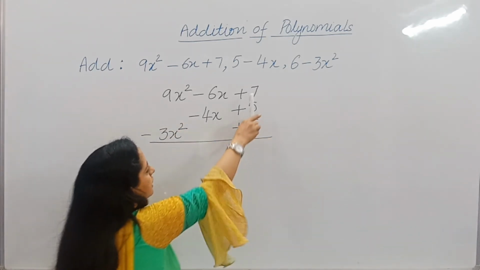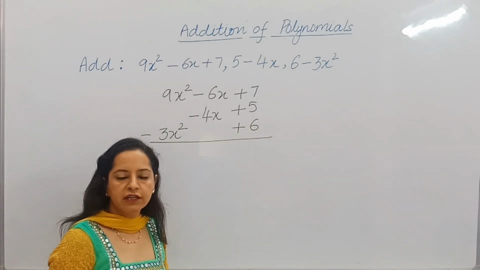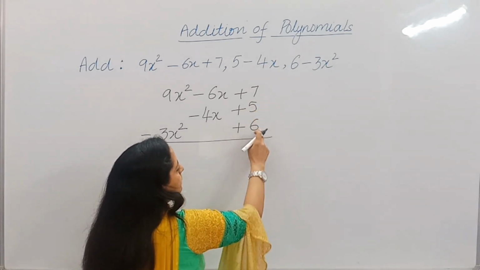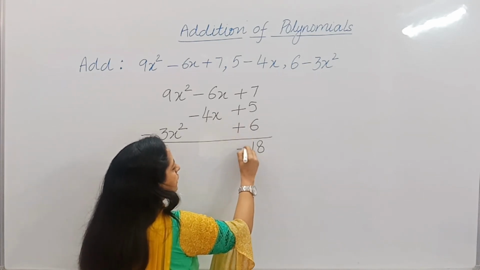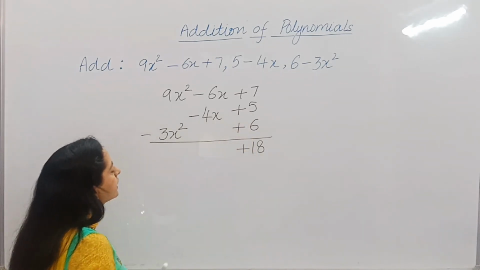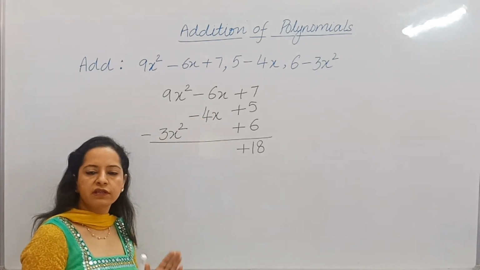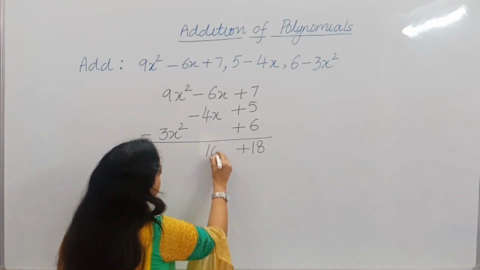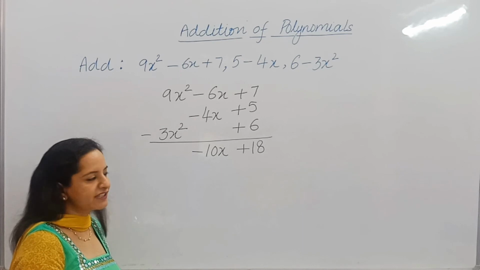Now all these numbers bear a positive sign. Same sign we add. 7 plus 5 is 12. 12 plus 6 is 18. Since all are positive, the sign will be positive. Looking at this, both these terms are negative, same sign we add. So 6 plus 4 is 10, 10x. Since both are negative, the sign will be negative.